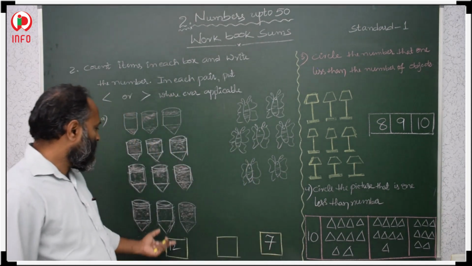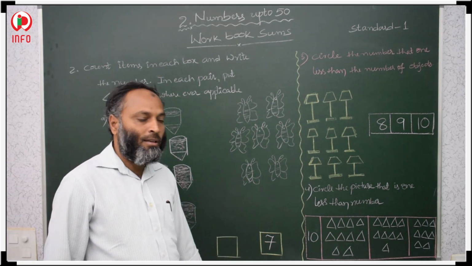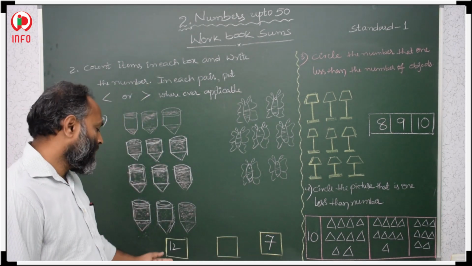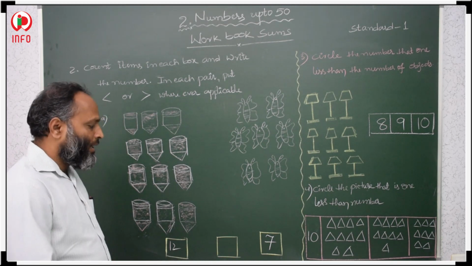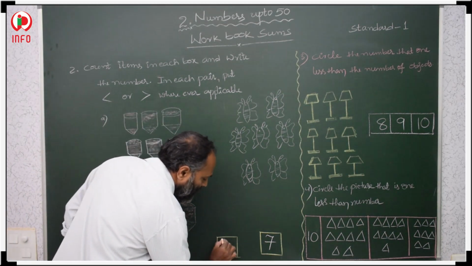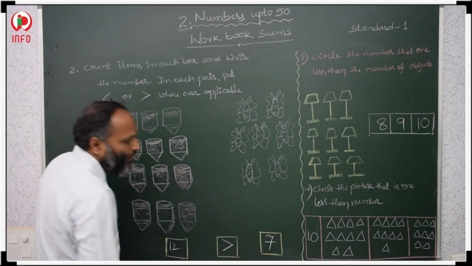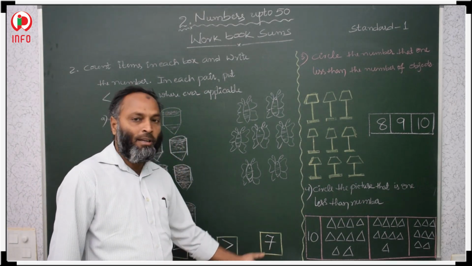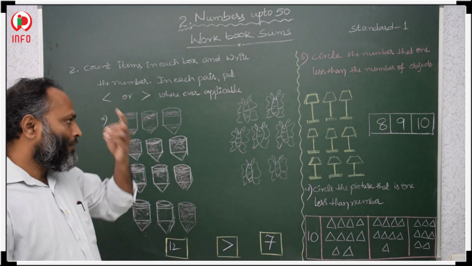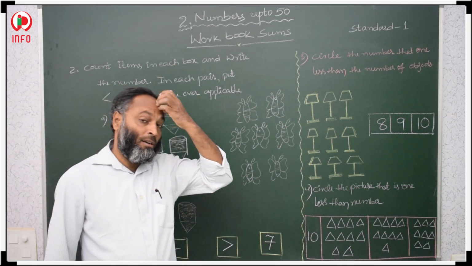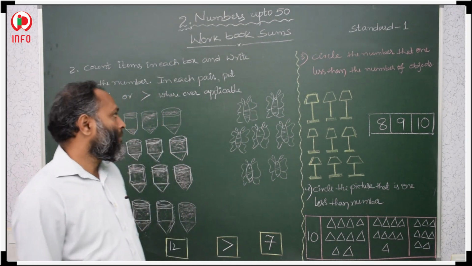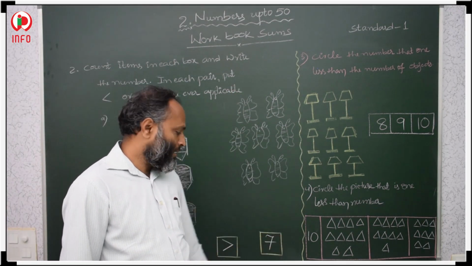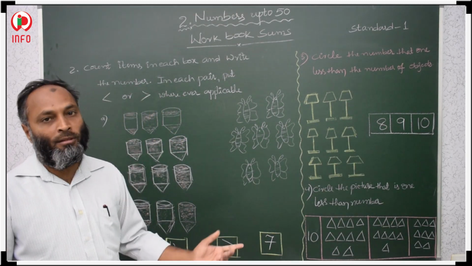12 pencils and 7 butterflies. In between 12 and 7, which one is greater? 12 is greater. It means in between we have to keep the greater than symbol. 12 is greater than 7. In this way we have to do. What we have to do? We have to count the number of objects given in the first box, then in the last box, and between them we have to keep the symbol.